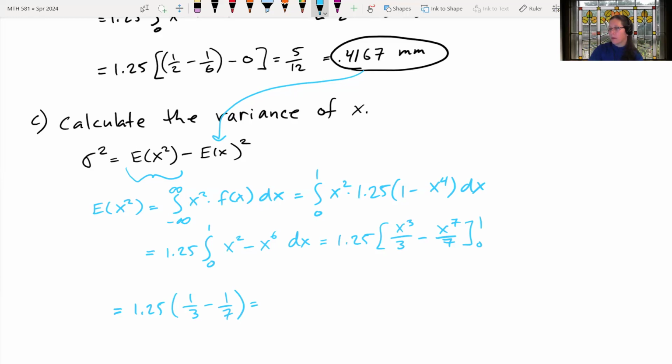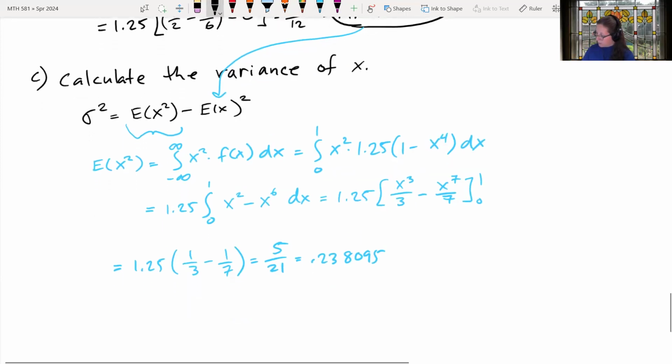Right, and that's going to be, let's see, do that one in my head. I'll clean that out real quick. 5/21st, which approximates out to 0.238095. That's not the variance though, so I did that in a different color because that's just part of our answer.